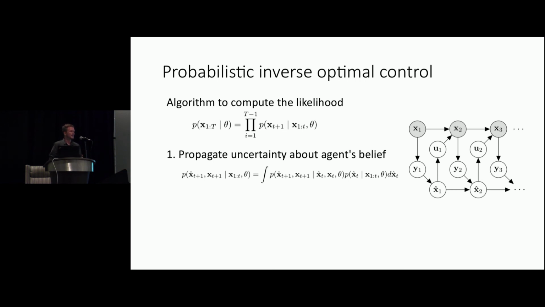So we propagate our uncertainty about the agent's belief, using this belief tracking distribution, through the joint dynamical system of the states and estimates to come up with this joint distribution of the next state and the next estimate given all of the previous states that we observed so far.